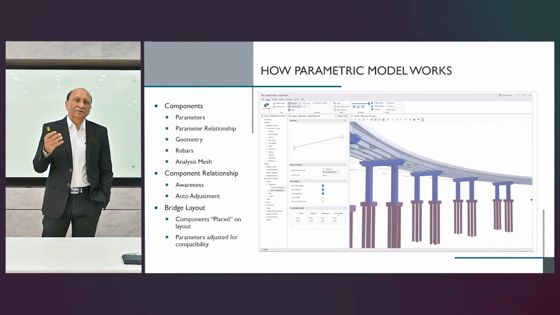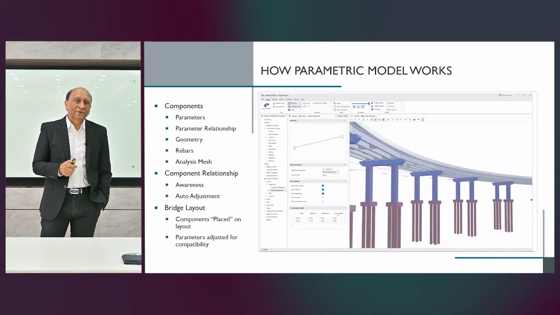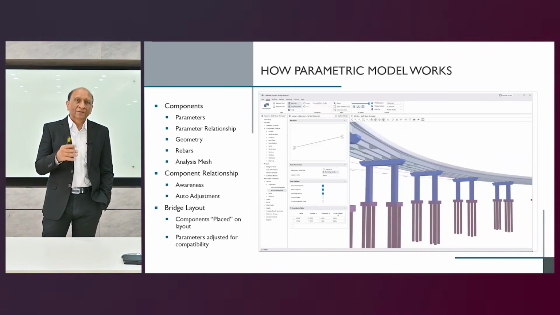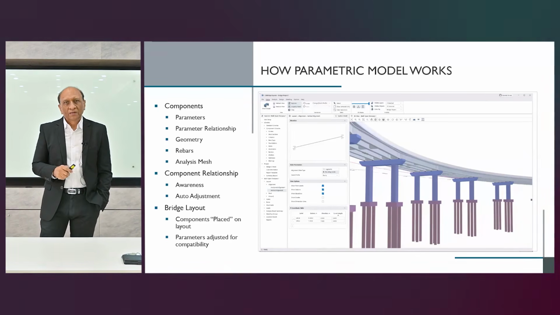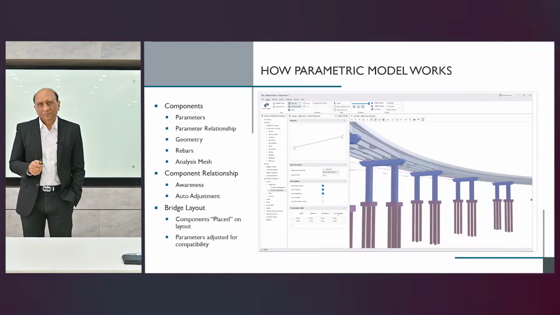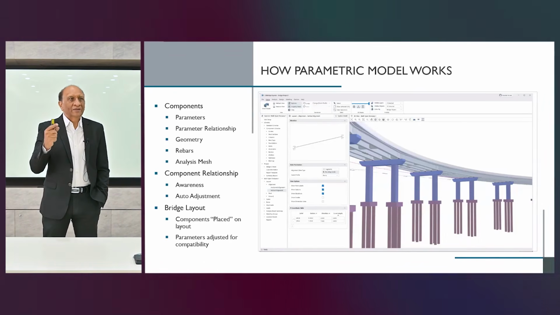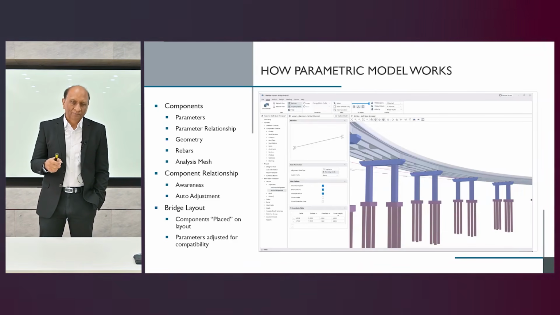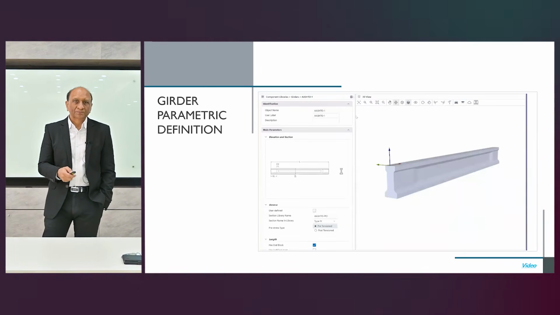For example, if the alignment changes, all we need to do is select a different alignment, and the bridge will just follow the new alignment without making any changes. And everything, the quantities, the finite element mesh, the analysis, the design, everything will be updated accordingly. So this is a great advantage over the traditional modeling, where if you change the alignment, you have to remesh, remodel, relocate everything manually. So that's the advantage that we're looking at.